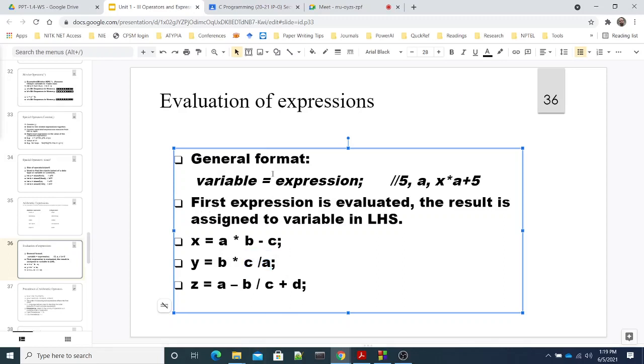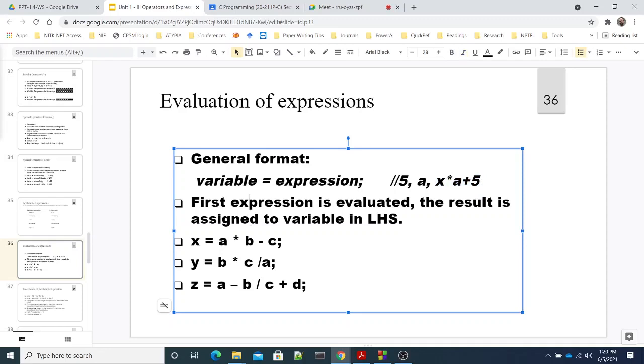So the general format of an expression or an equation is like this: you have an LHS variable, and the RHS is an expression. LHS will be a variable all the time. You can give an independent expression also, and still it will be executed, but normally we will have an LHS side also. LHS equal to RHS, where RHS will be an expression. An expression can be a constant, or a simple variable, or a compound expression involving constants, variables, and operators. All these are examples of expressions.